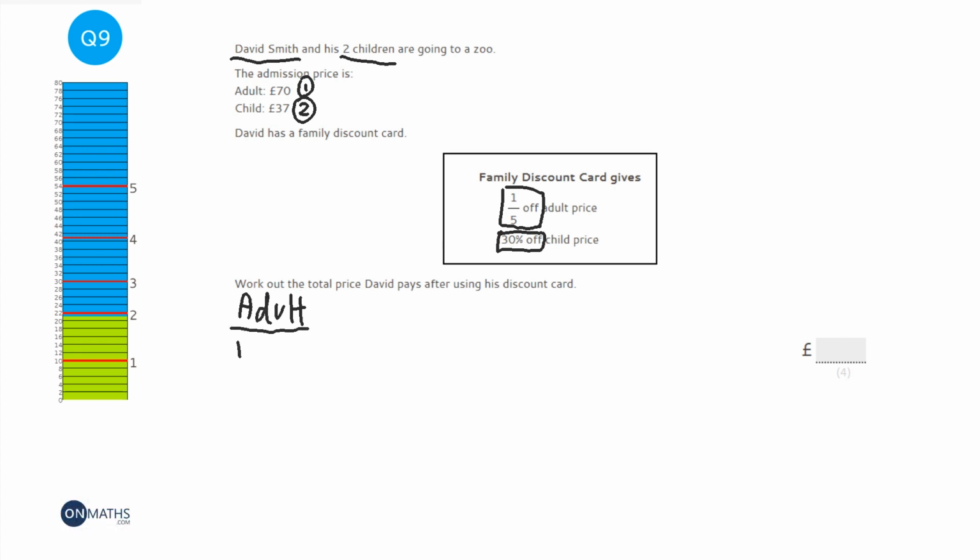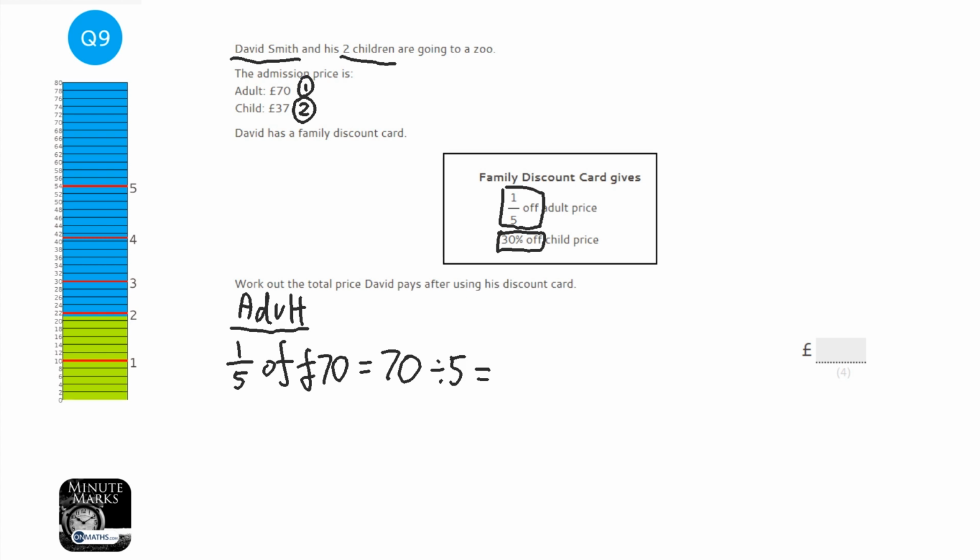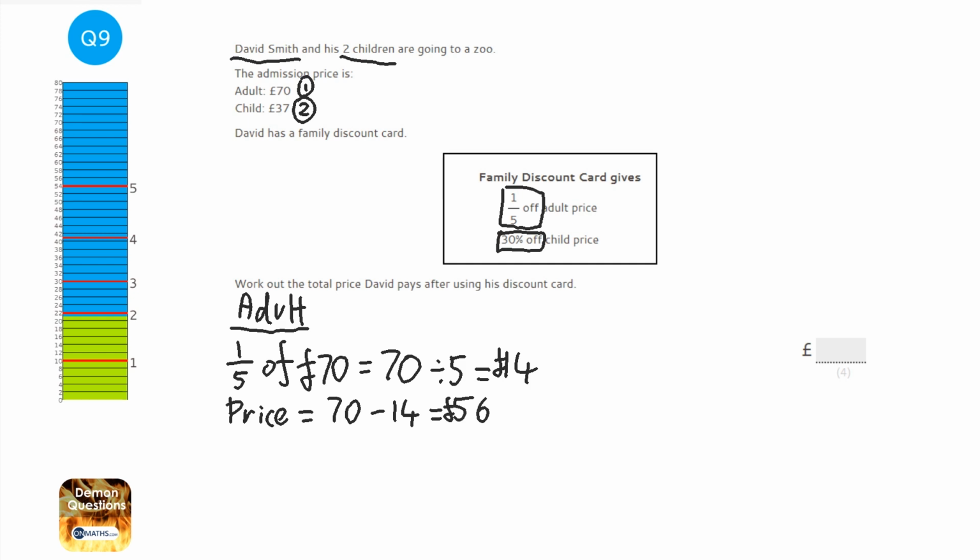So a 5th off, well first of all let's work out a 5th of £70. To work out a 5th you can just divide 70 by 5. Now I know that 10 fives are 50 and 4 fives are 20, so that's going to be 14. So that's £14 he gets off, so therefore the price will be the £70 take away the £14. So 70 take away 10 is 60, take away 4 is 56. So he's going to pay £56 himself.